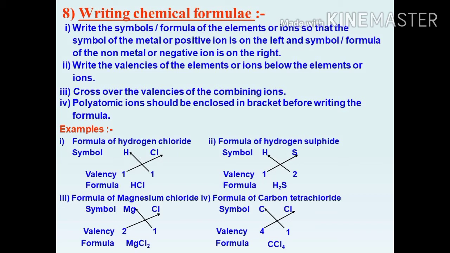The next one is writing the chemical formula. Before that, first I want to give the definition of a chemical formula. What is a chemical formula? The chemical formula of a compound is a symbolic representation of its composition. The symbol of the metal or positive ion is on the left, and the symbol of the non-metal or negative ion is on the right side.